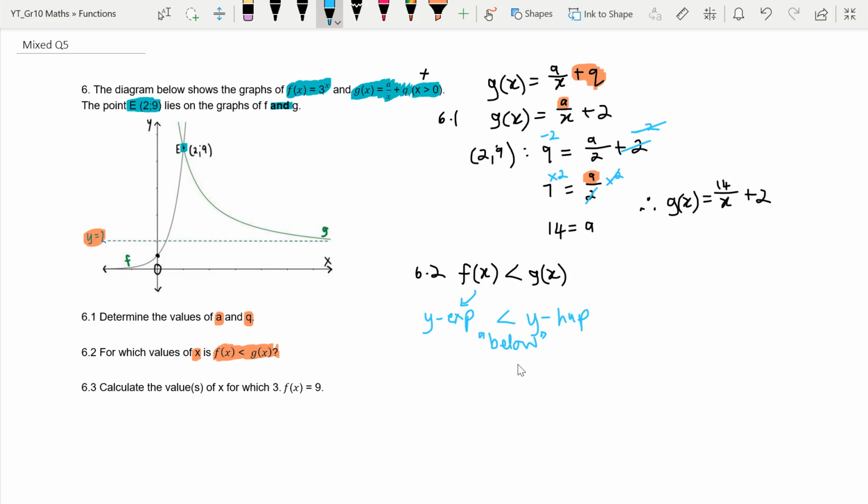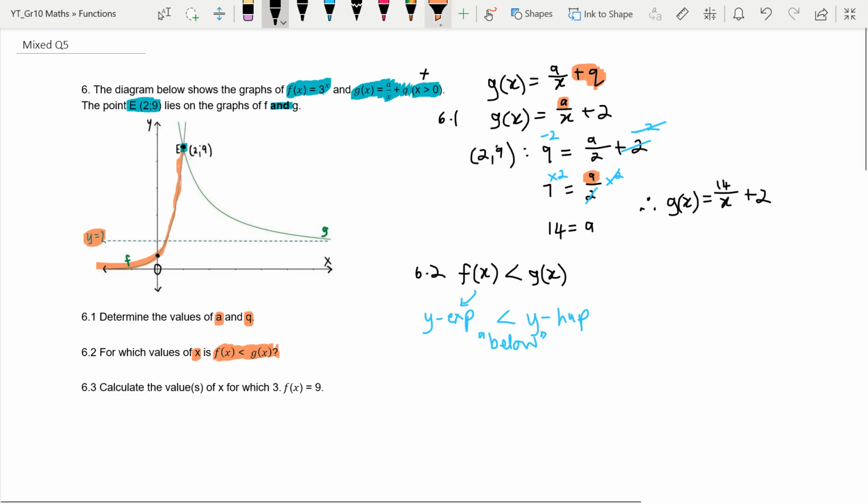So let's highlight those parts of the graph where that is true, and then we're going to state those x values. Let's go ahead and do that. Where is the exponential curve below the hyperbola? Well, there's my exponential over here. It is below my hyperbola there. And then by e, it changes.